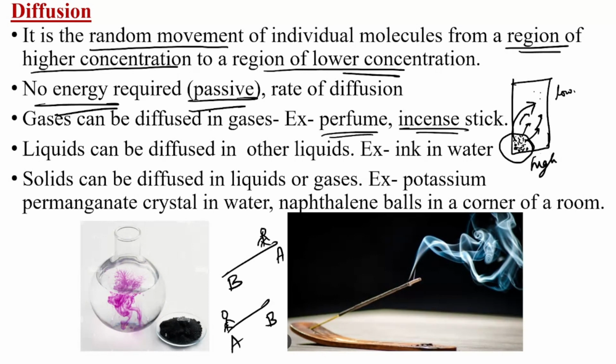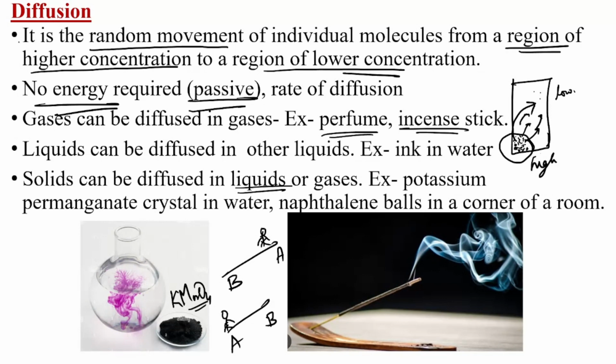Another good example is solids diffusing in liquids. An example is KMnO4, potassium permanganate crystals. When they are dissolved, initially you can see the pink color only in this region. But slowly the molecules start diffusing and the entire flask turns pink. So this is solids getting diffused in liquids. Or sometimes naphthalene balls, if they are kept in a room, will start diffusing, where the smell starts spreading throughout the room.